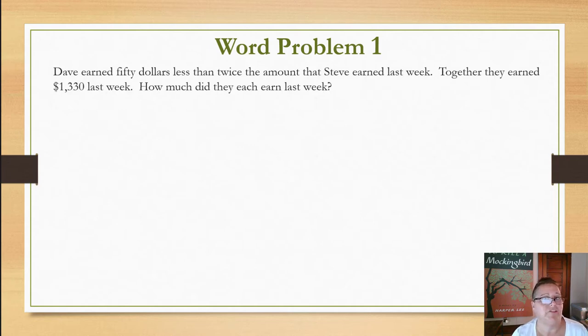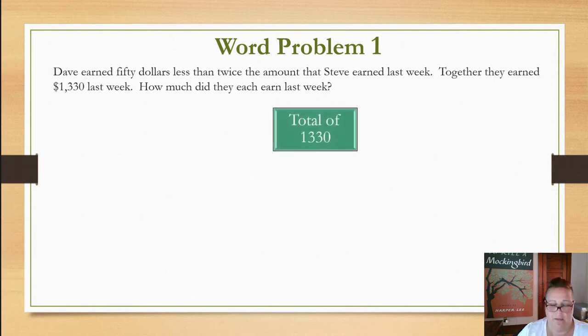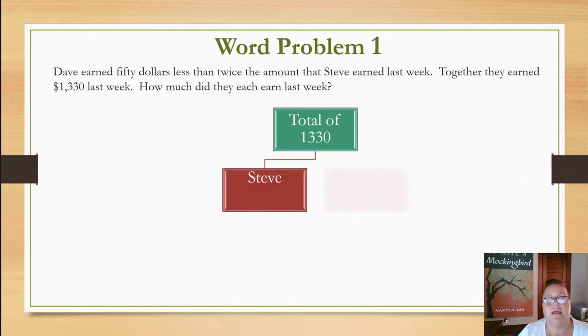And I'm going to ask some questions. The first question is, can you identify the total amount? For this problem, the total amount is $1,330. That is the total that we're talking about. This total is broken down into two people's pay. The first person is Dave's pay. Oh, sorry, first person is Steve. Steve's pay is going to be first, and then we're going to talk about Dave's pay.